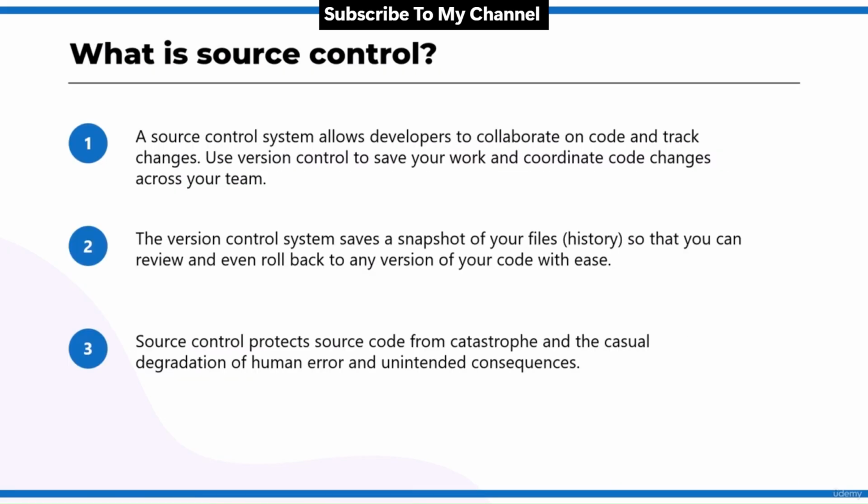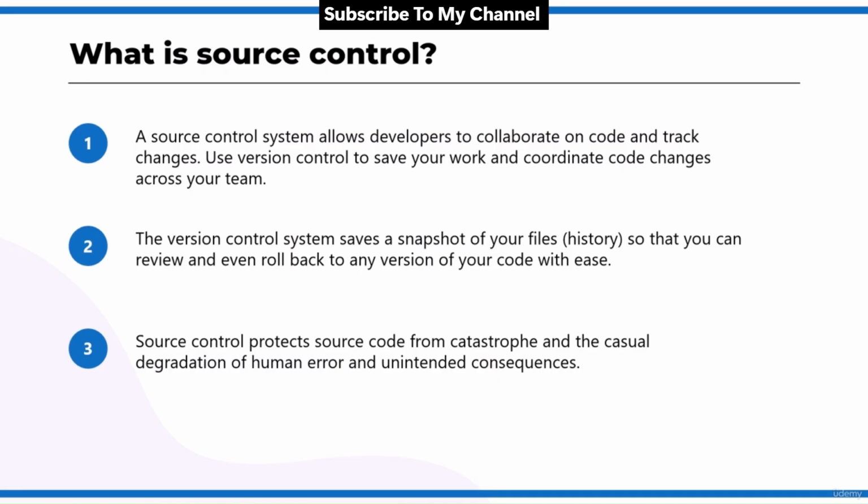Now, let's talk about what source control actually is. A source control system, which you can also call a version control system, allows developers to collaborate on code, and it allows them to track changes associated with that. You can use version control to save your work and coordinate code changes across your team. Source control is an essential tool for multi-developer projects, and that's where it is going to be most suitable.